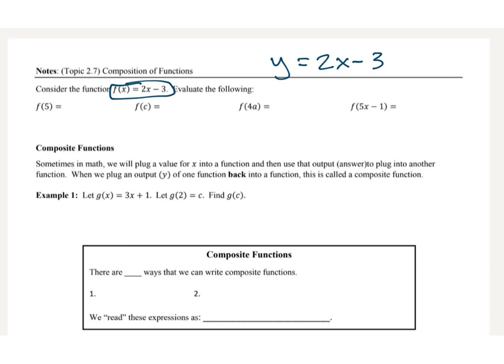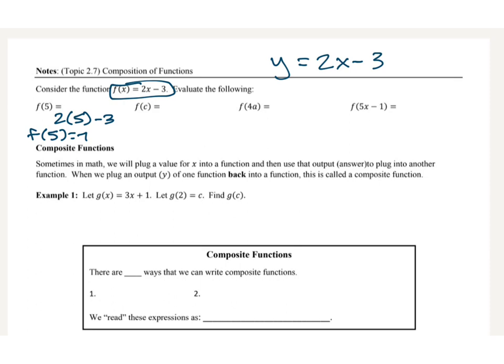So in the first, we've got evaluate the following. It says f of 5 equals. So what we want to do is take this function, and everywhere we see x, we want to substitute out x and substitute in 5. Everybody good with that? Okay, so when we do that, what do we get? 7. F of 5 is 7.